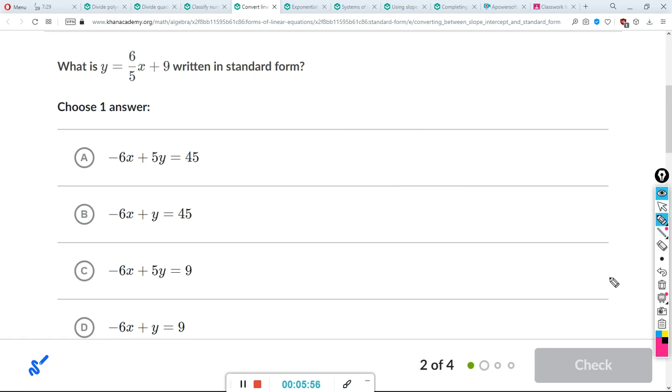Alright, one more. y equals 6/5 x plus 9. Okay, now notice in these answers, there's no fractions. Alright? So, we want to get rid of the fractions first. So, see, we have a denominator of 5. I am going to multiply both sides of this equation by 5. Okay? This way, it cancels.